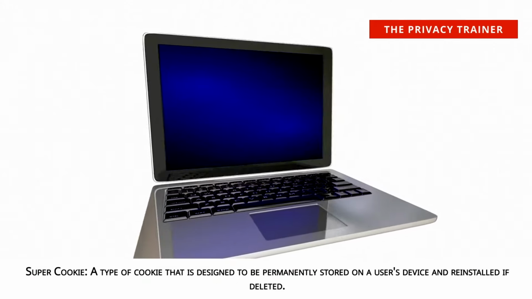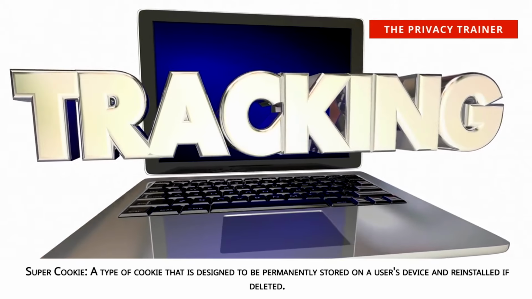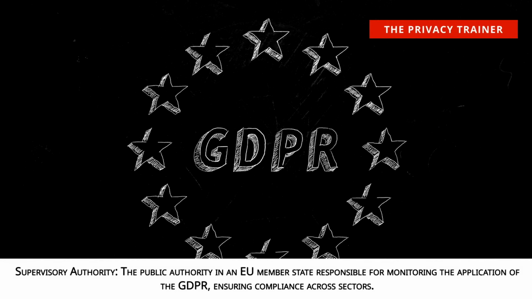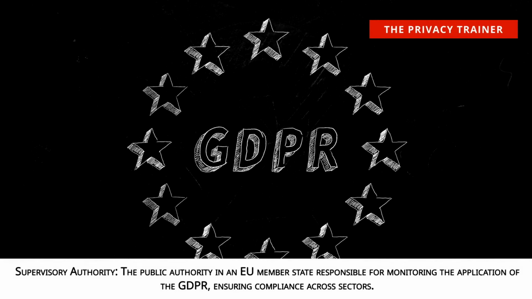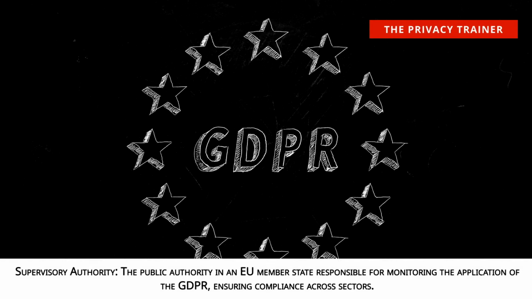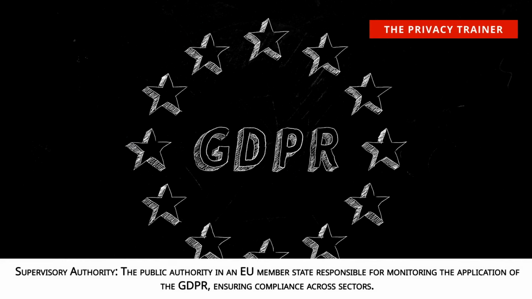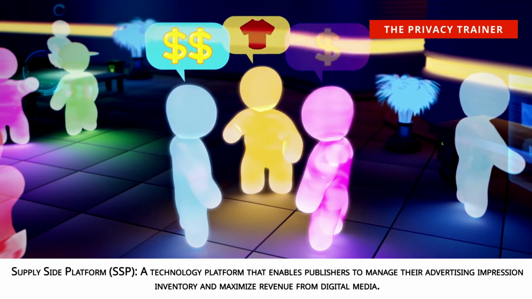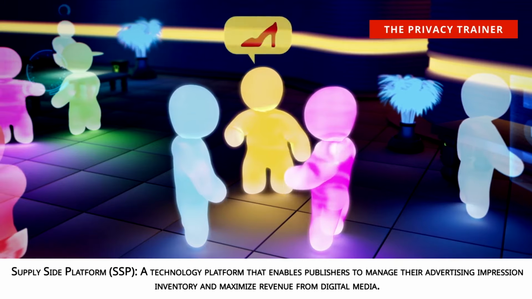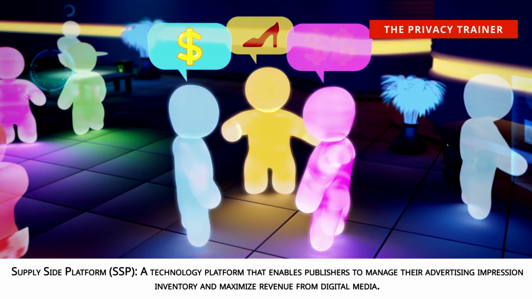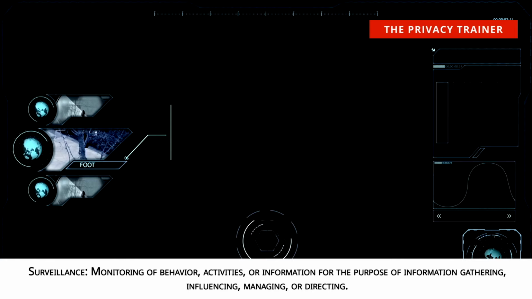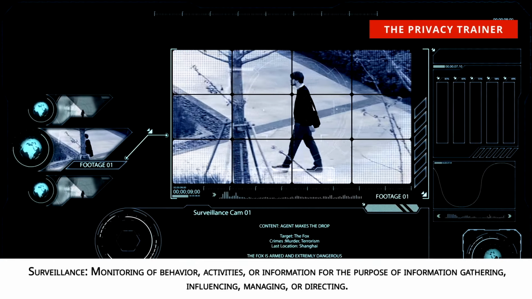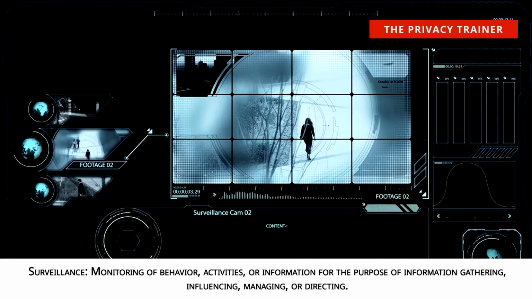Supercookie, a type of cookie that is designed to be permanently stored on a user's device and reinstalled if deleted. Supervisory authority, the public authority in an EU member state responsible for monitoring the application of the GDPR, ensuring compliance across sectors. Supply-side platform, SSP, a technology platform that enables publishers to manage their advertising impression inventory and maximize revenue from digital media. Surveillance, monitoring of behavior, activities, or information for the purpose of information gathering, influencing, managing, or directing.